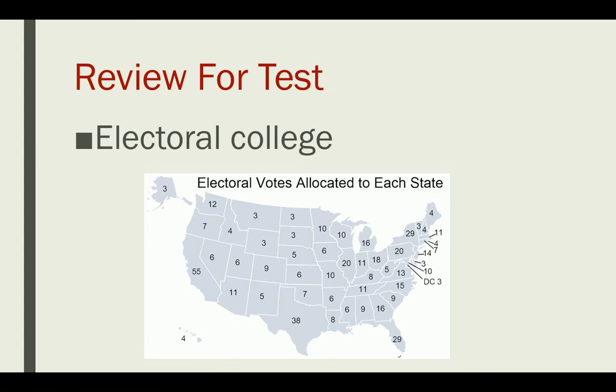Remember, the Electoral College number that each state has comes from the number of senators plus the number of representatives for each state. So in Texas, we see there are 36 representatives, and every state has 2 senators. We add those together and we get 38 for the Electoral College.